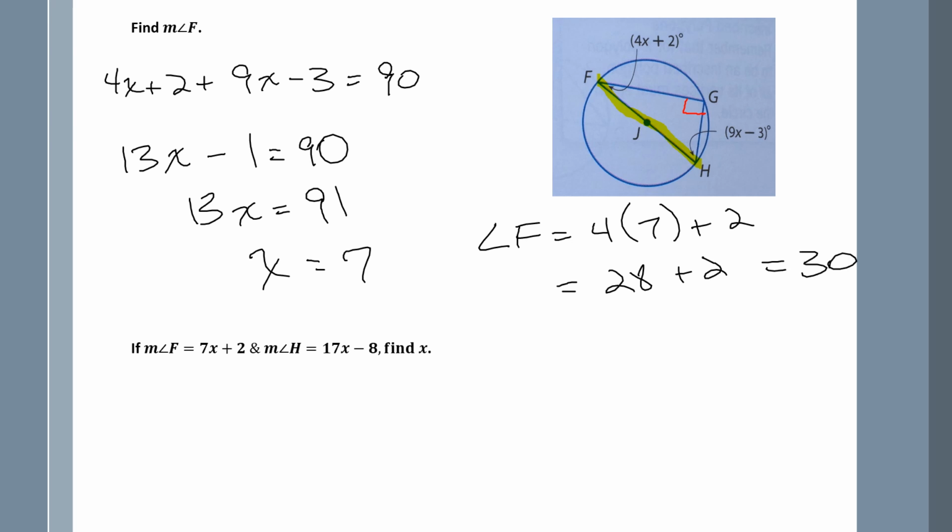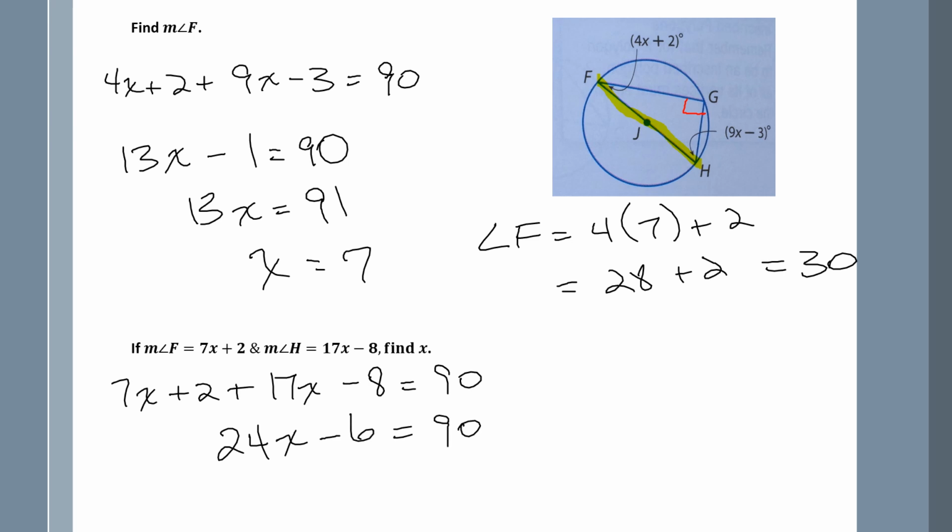All right, so now we have the same type of problem again. So we would say 7x plus 2 plus 17x minus 8. Again, both of those add up to 90. So I've got 24x minus 6 equals 90. Add 6 to each side, I get 24x equals 96. Divide each side by 24, and x is equal to 4.